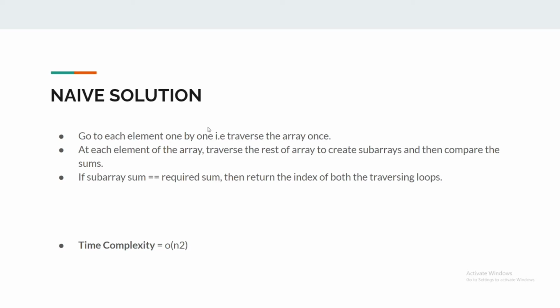The naive solution says to go to each element one by one, that is, traverse the array once. At each element of the array, traverse the rest of the array to create subarrays and compare the sum with the required sum. If we ever encounter a subarray sum equal to the required sum, just return the indexes of both the traversing loops. This solution takes a complexity of O of n square because we are traversing with two loops.